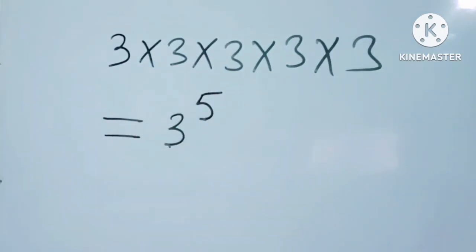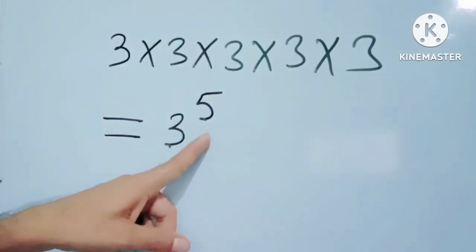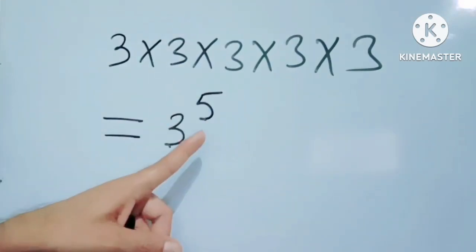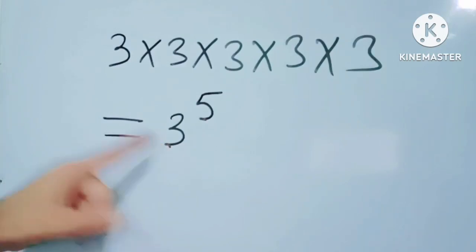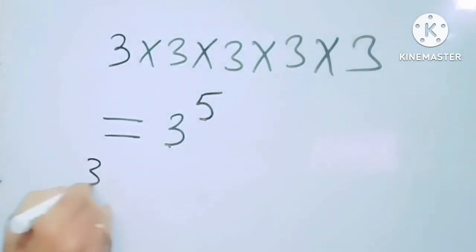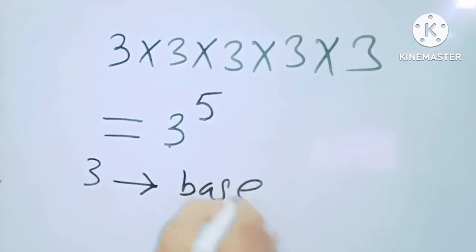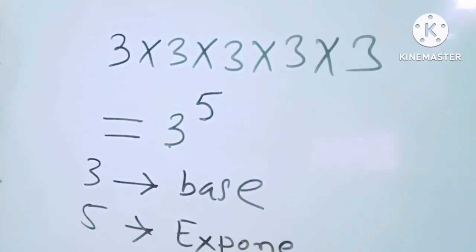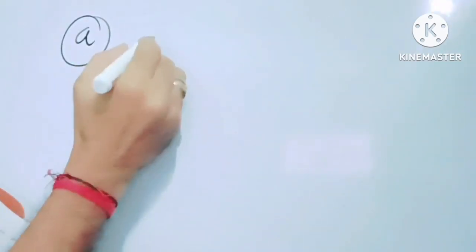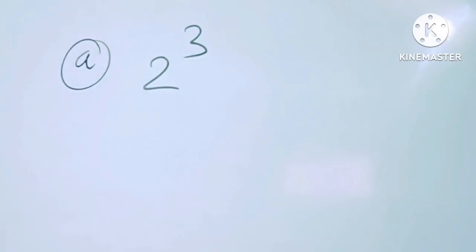That means 3 to the power 5. Here 5 is called the power or exponent, and 3 is the base. Now a question is given: write the power and the base of the term.